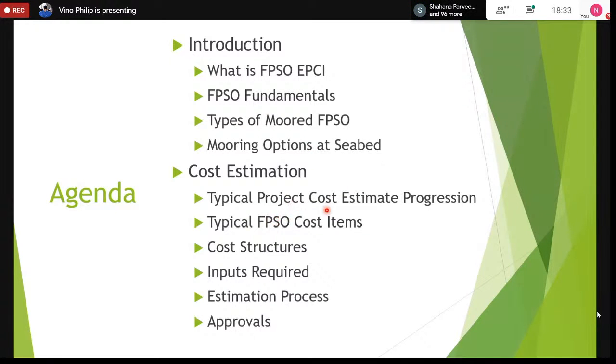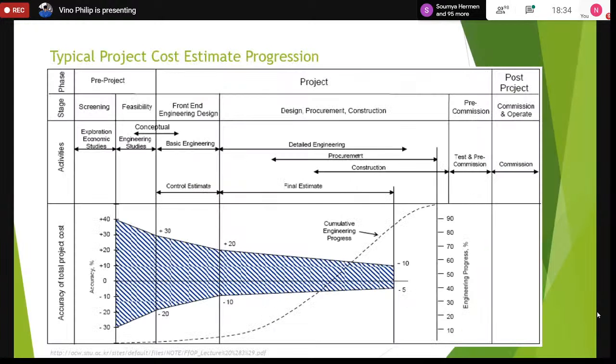Cost estimation. I'm going to walk you through the typical project cost estimation progression, typical FPSO cost items, cost structures, inputs required, the estimation process, and the approvals. Okay. So going back to the typical project cost estimation, this is a typical project cost estimation cycle from the initial selection and economic study, engineering studies, to basic engineering, to detailed engineering, and then the final construction.